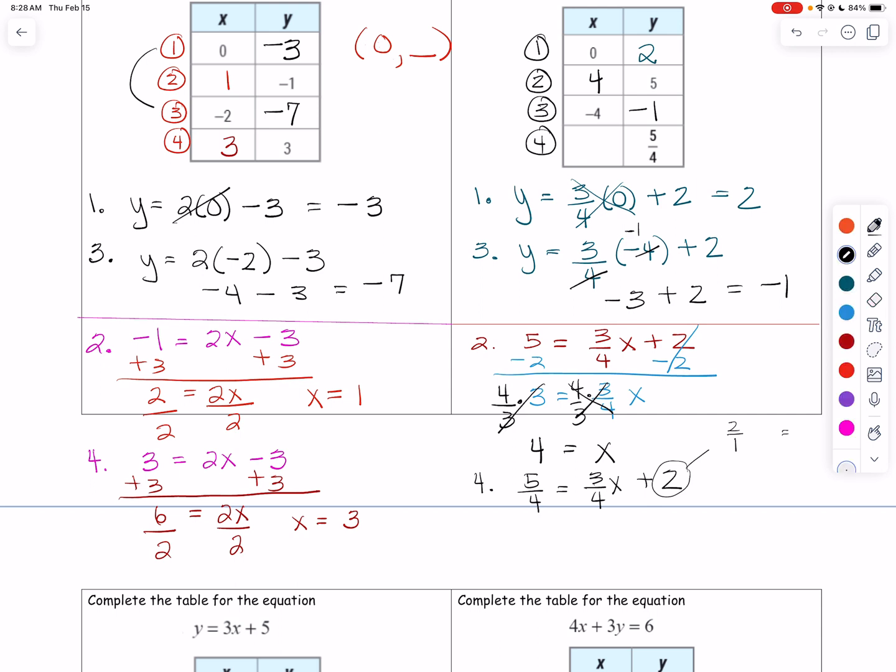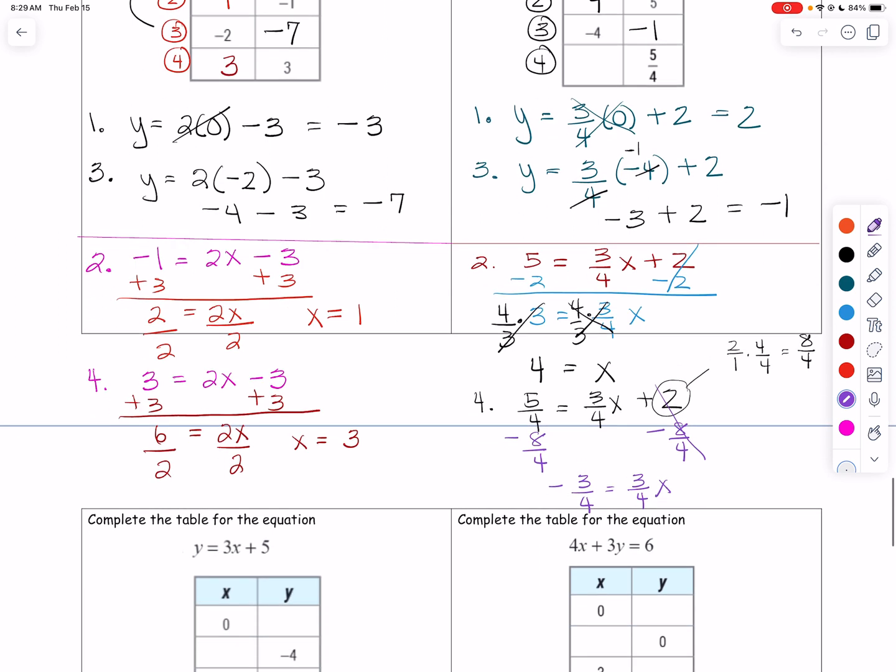Two over 1, and we want to change that to 4s, which becomes 8/4. So I'm going to subtract 8/4 from both sides, so that goes away. 5 minus 8 is negative 3/4, which is equal to 3/4 x. And when I multiply by 4/3, I'm going to get x is negative 1.